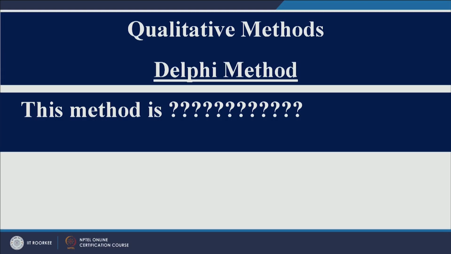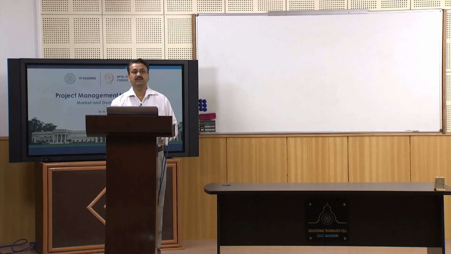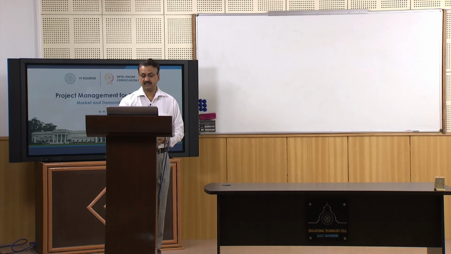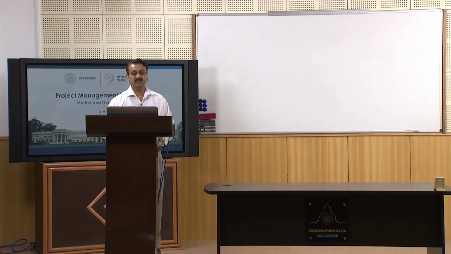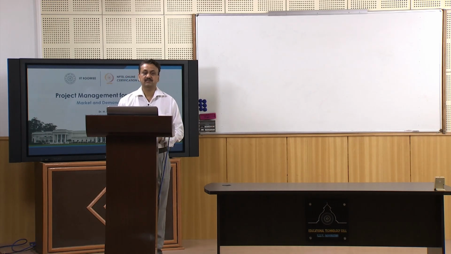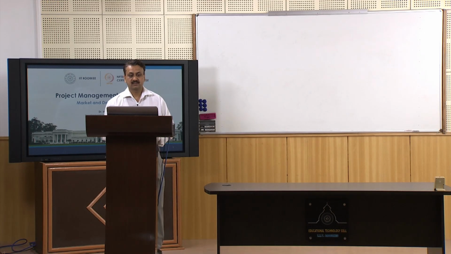If you look at the second method, it is called the Delphi method, a widely used method, better than the previous method. So, what do we do in the Delphi method? In the Delphi method, generally we get the opinion of a group of experts with the help of a mail survey. You can send emails, you can talk to them over phone and so on.